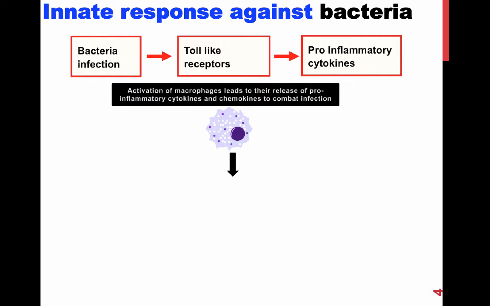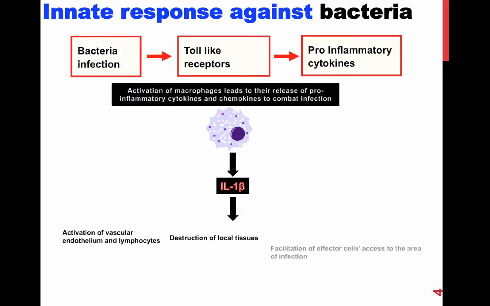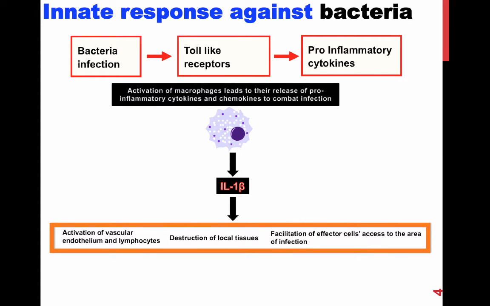First, we're going to talk about interleukin-1 beta. Locally, this cytokine is involved in the activation of vascular endothelium and of lymphocytes, in promoting the destruction of local tissues, and in making it easier for effector cells to access the area of infection. Systemically, however, this cytokine is involved in fever and enhancing production of interleukin-6.